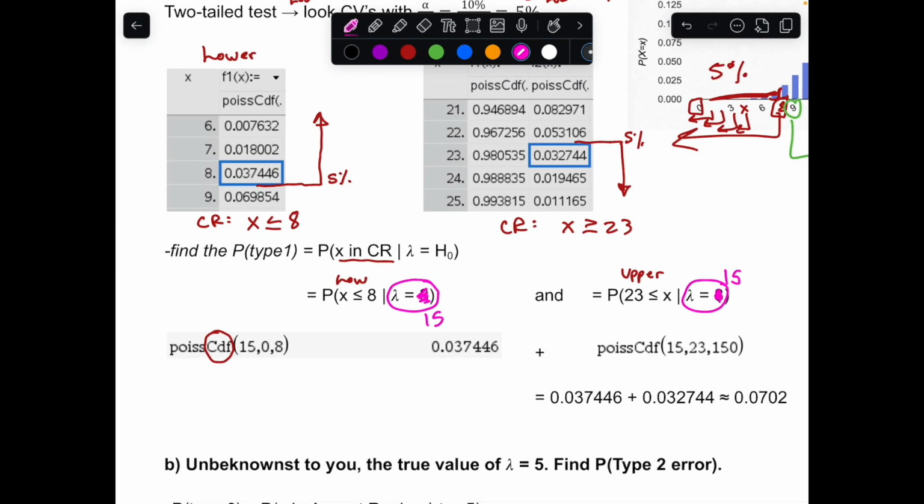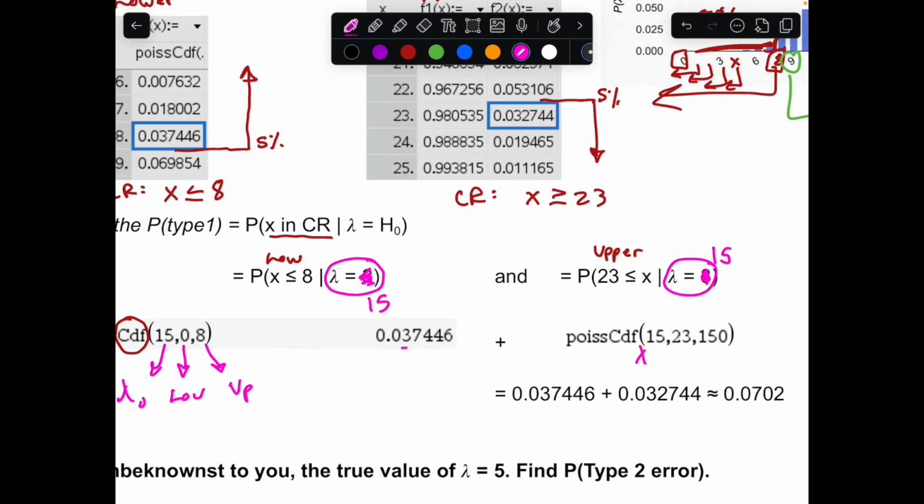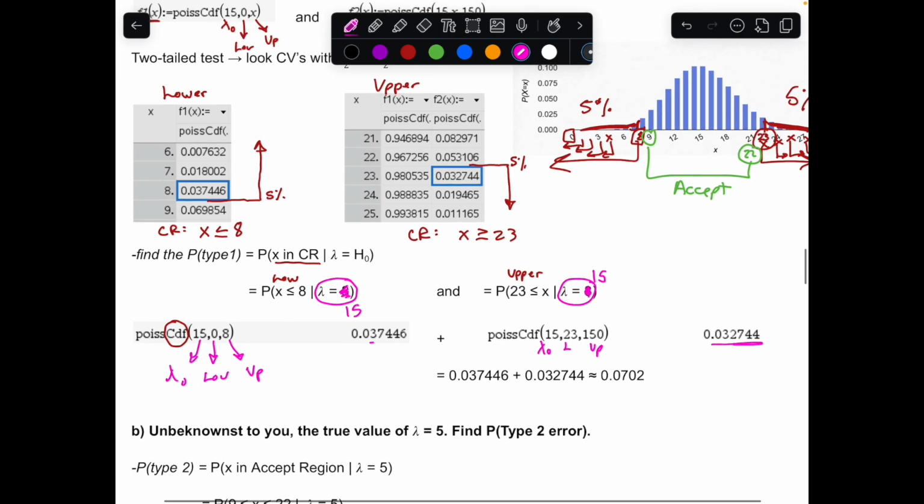When you type those into your calculator to just calculate a general Poisson CDF, we have our null lambda. Lower bound is 0, upper bound is 8. And so we get a probability of about 3.7% right there. Then for the upper critical region, we have our null lambda. Lower bound is 23, upper bound is anything big. And that probability comes out to about 3.3%.